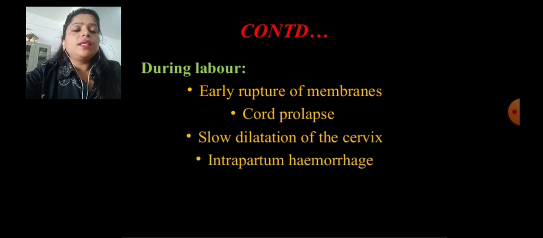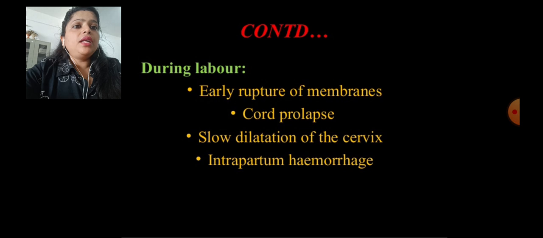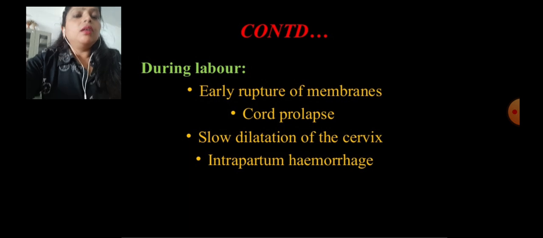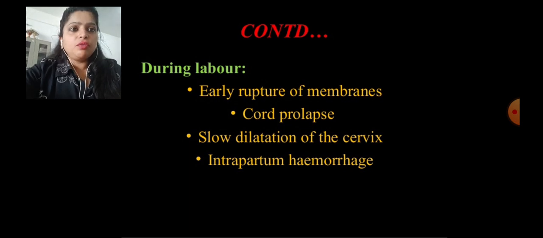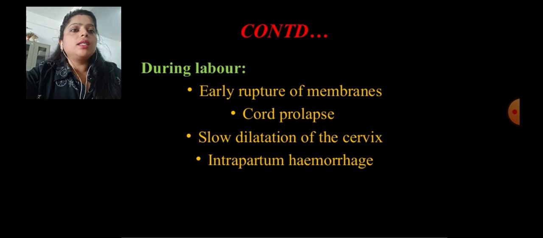During labor, what all things happen? First point is early rupture of membranes. The membranes rupture early. Second, cord prolapse due to placenta previa. The cord can come out and the baby's head cannot come out due to insufficiency of space, because of which cord prolapse is one of the complications that occurs in placenta previa.